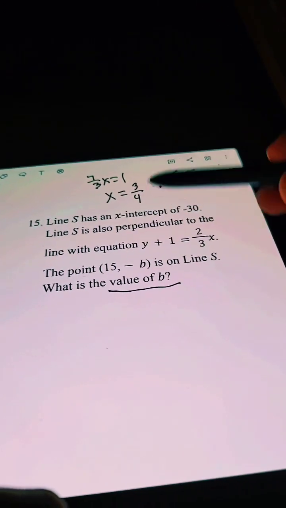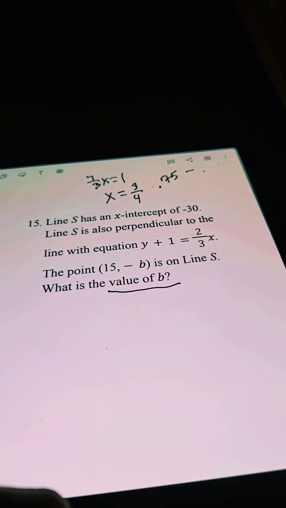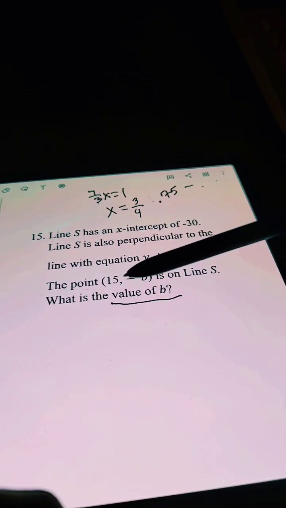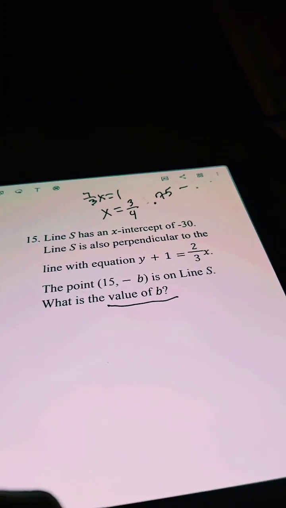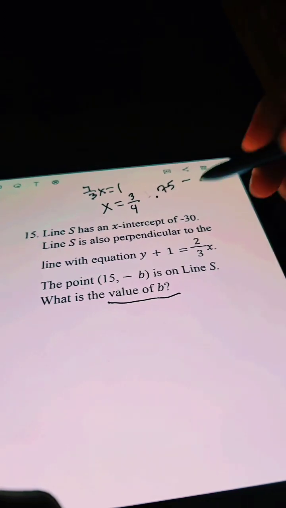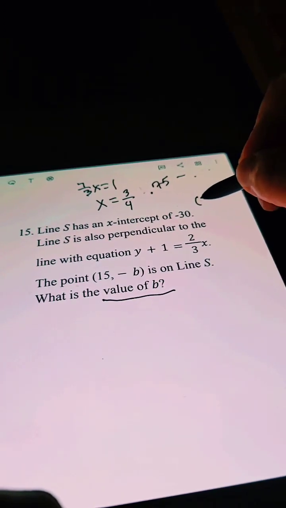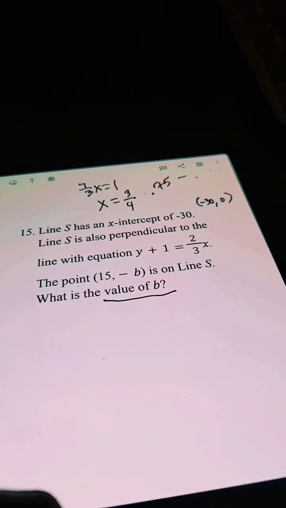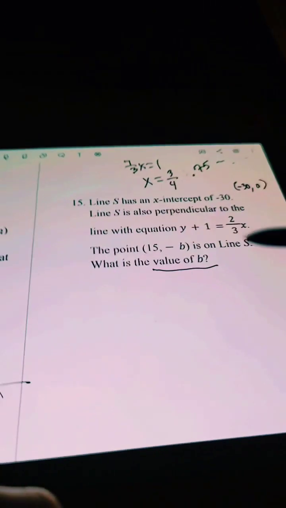Okay, so I'm basically going to figure out what the equation for line S is. Then I'm going to plug in this point to figure out what b is. And I might need to plug in the x-intercept too. Think of the x-intercept like a point: negative 30 is the x value, and x-intercept means the y is 0. So we also have that point.